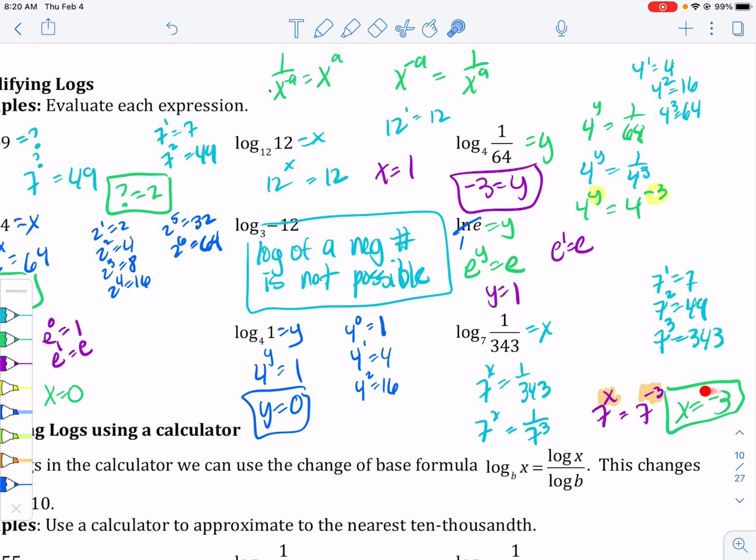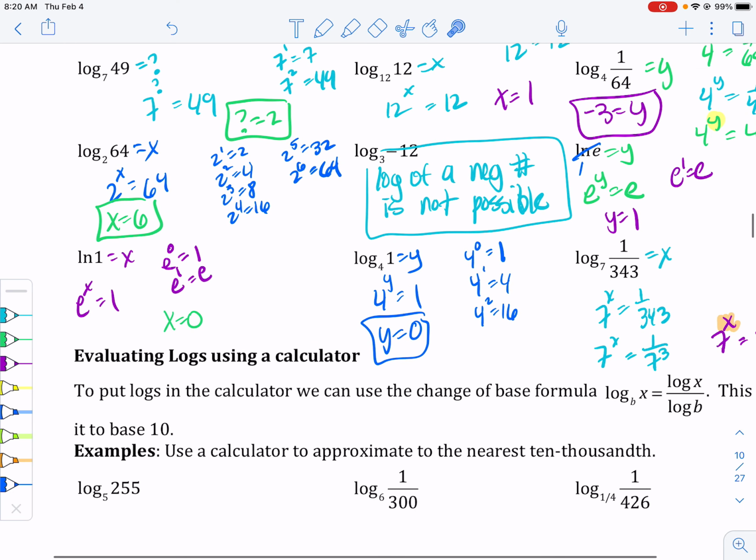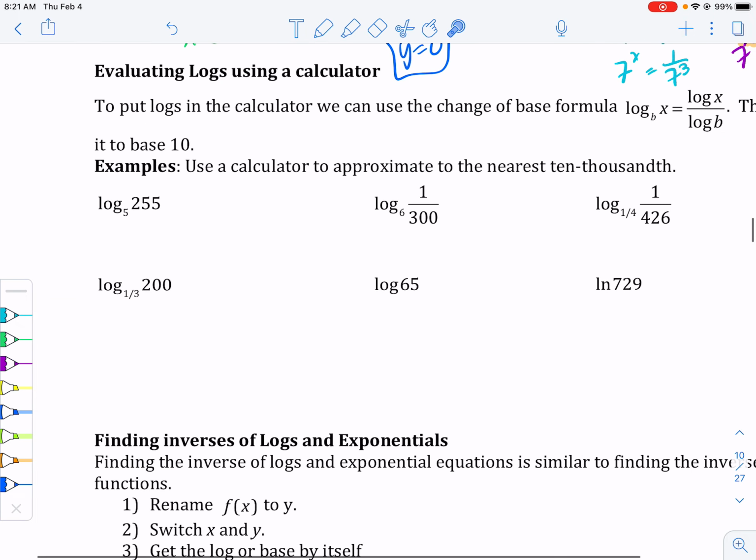So we get our exponent is negative 3 because we had a fraction. Now, there are some numbers that won't work, that are not nice. So if we try to simplify this number, 5 to the x equals 255, we check our powers of 5. 5 to the first is 5, 5 to the second is 25, 5 to the third is 125, and 5 to the fourth is 625. Well, it's somewhere between 3 and 4, because 255 is in between 125 and 625.